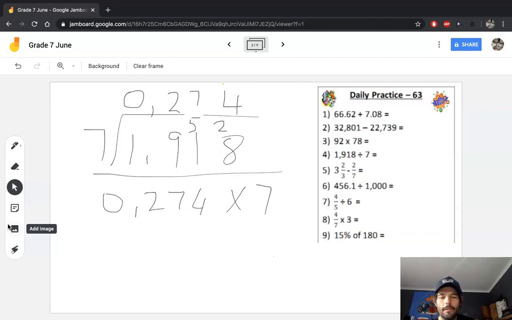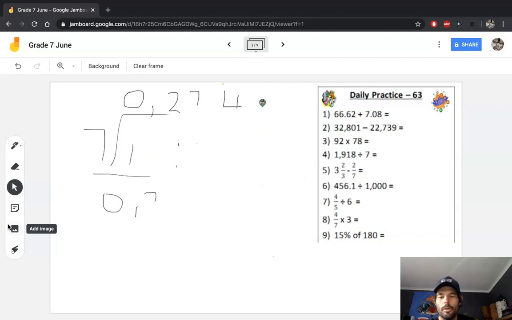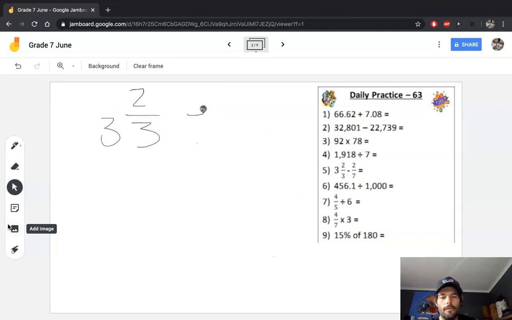Question 5 is the subtraction of a mixed number and a fraction, and we know a mixed number is a whole number and a fraction combined. So our first step here is to convert this mixed fraction into an improper fraction, and we do that. We say the whole number 3 times the denominator. 3 times 3 is 9, plus the numerator is 11 over 3, minus 2 over 7.